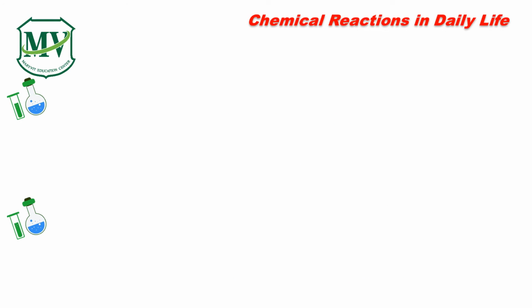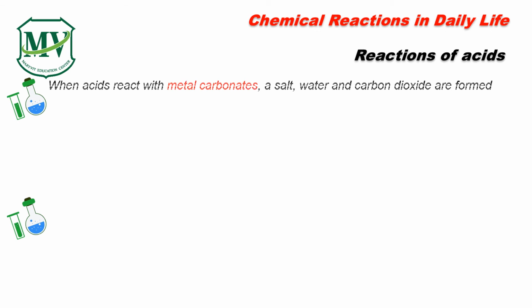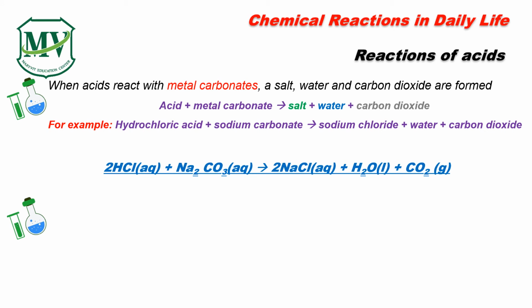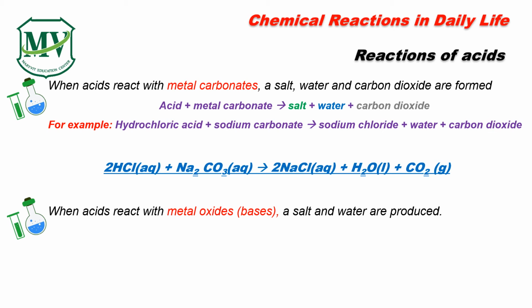When acid reacts with metal carbonates, it will form corresponding salts, carbon dioxide, and water. An example is hydrochloric acid reacting with sodium carbonate to form sodium chloride, carbon dioxide, and water.